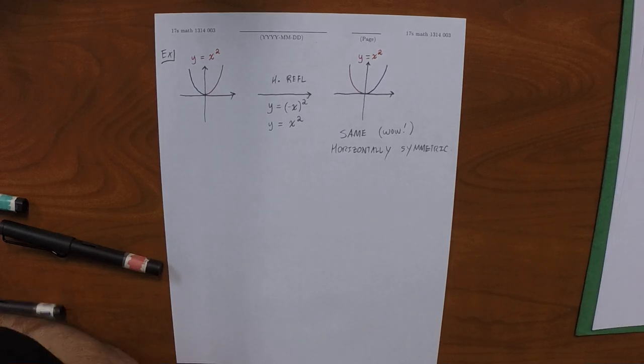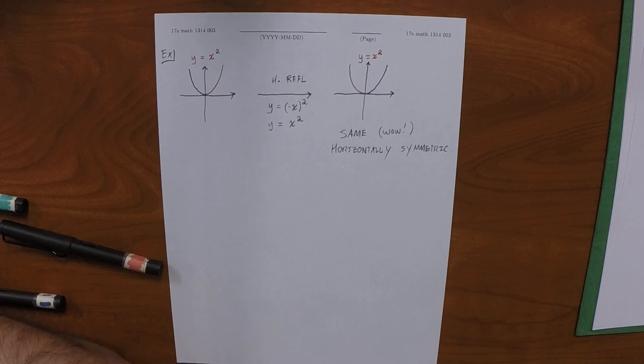Okay, so then can you imagine any other plots that are horizontally symmetric? Absolute value, right? That's a V, that's a horizontally symmetric thing. What else? Can you think of any others? 1 over x squared, the volcano, right? The volcano is horizontally symmetric. What else? A horizontal line. Right? Any horizontal line is also horizontally symmetric.